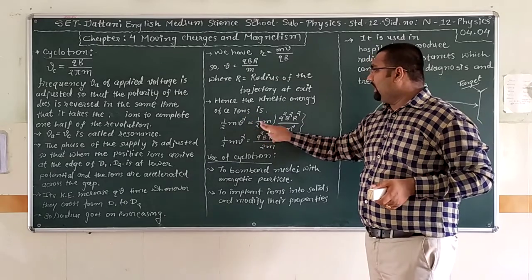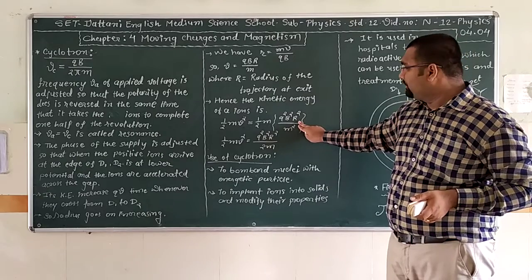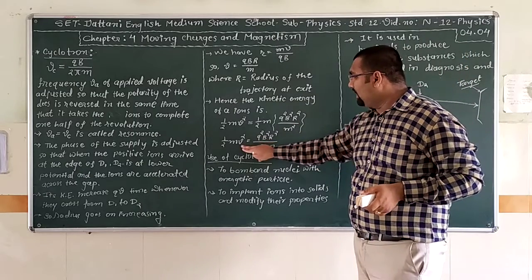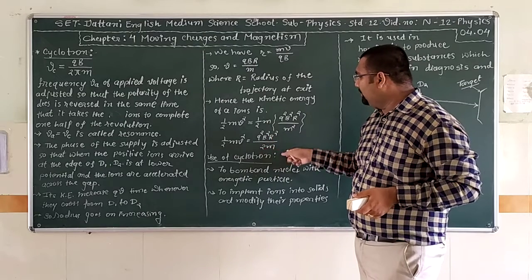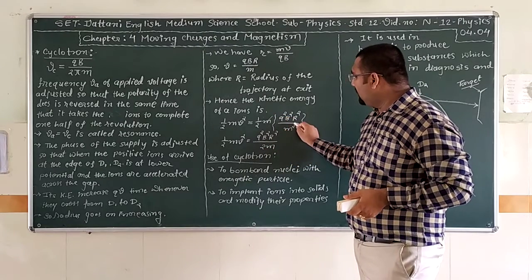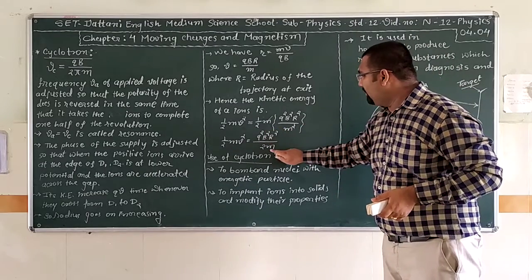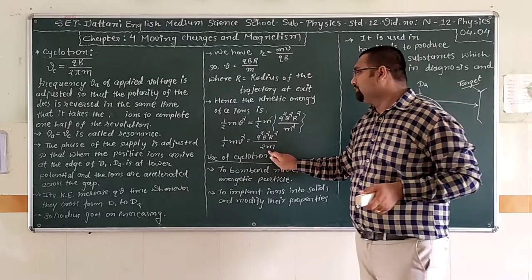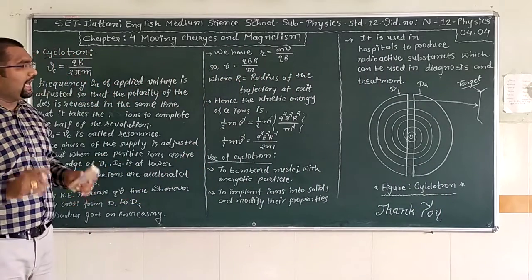So 1/2 mv squared equals 1/2 m into the square of v, which gives q squared B squared r squared upon 2m. Here one m cancels, so 2 into m becomes 2m. This is the formula of the kinetic energy of a charge.